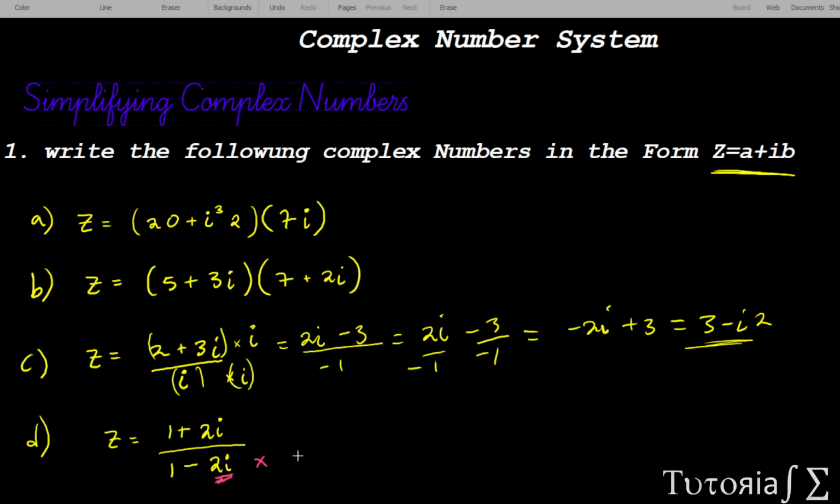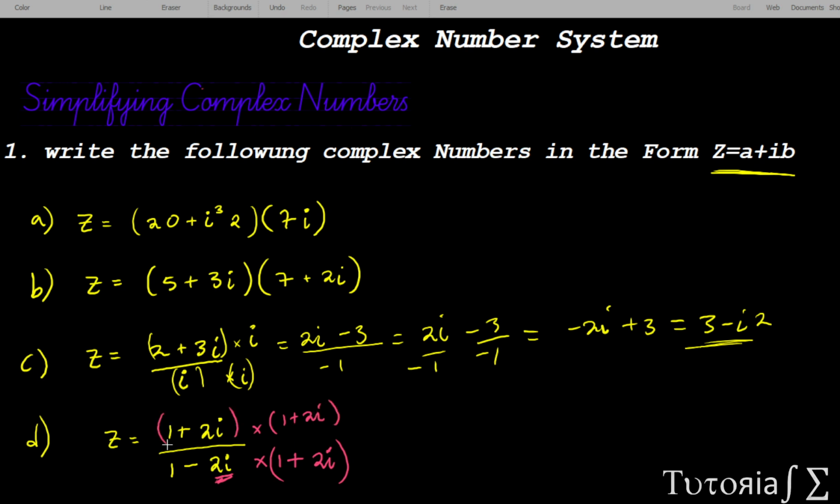So in this case, the real part is 1. Then the sign for the imaginary part changes to negative. If it's negative, it changes to positive. If it's positive, it changes to negative. So in this case, it's negative, so we say positive 2i. Then we don't want to change the question, so we multiply even on top, 1 plus 2i.